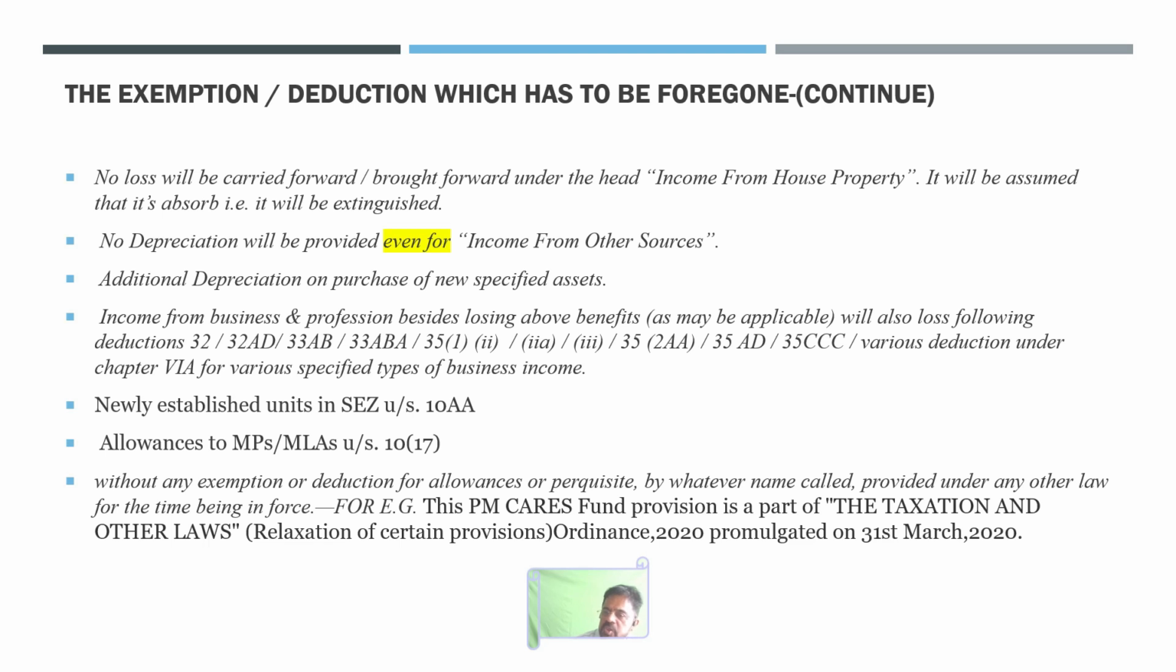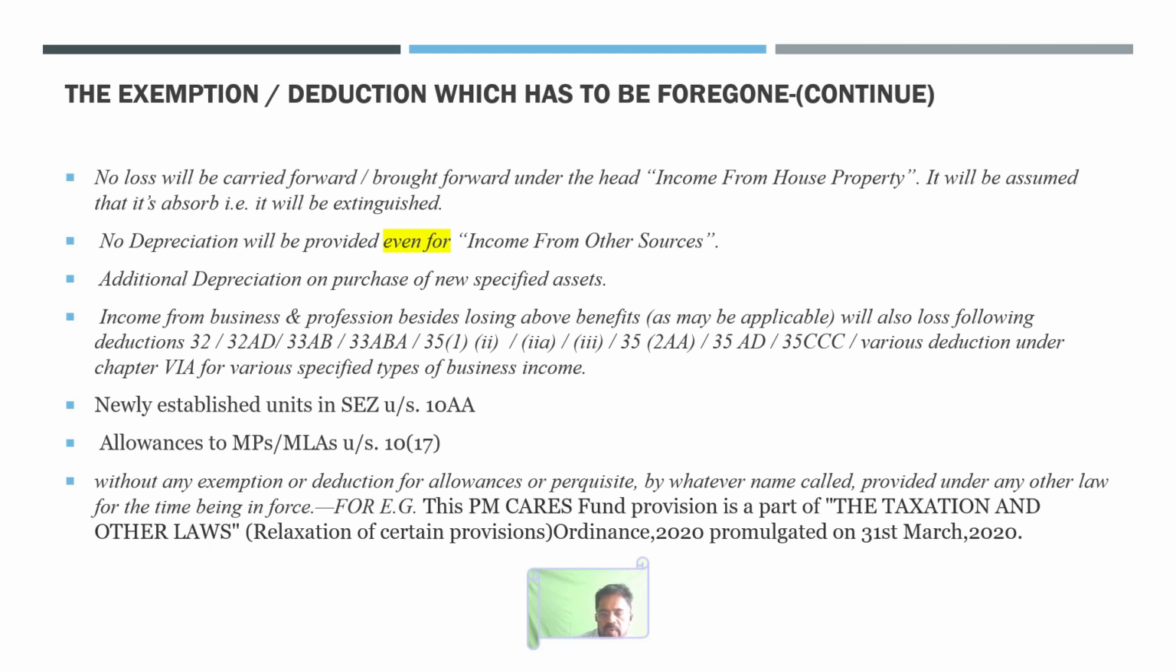And there is one general line: without any exemption or deduction or allowance or perquisite by whatever name called provided under any other law for the time being in force, that also has to be foregone. Now there are a number of exemptions and deductions which are available to the assessee, not under the income tax law, but under various laws which have been coming from time to time.